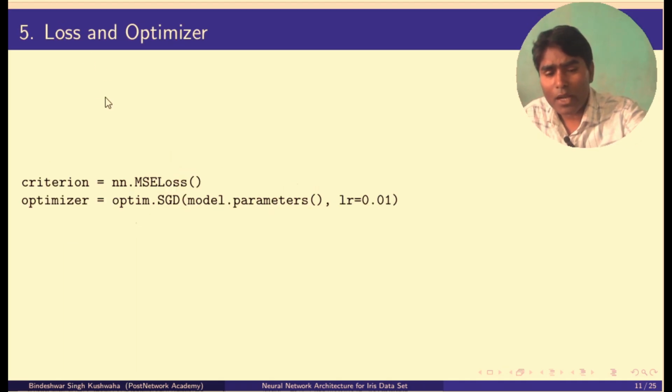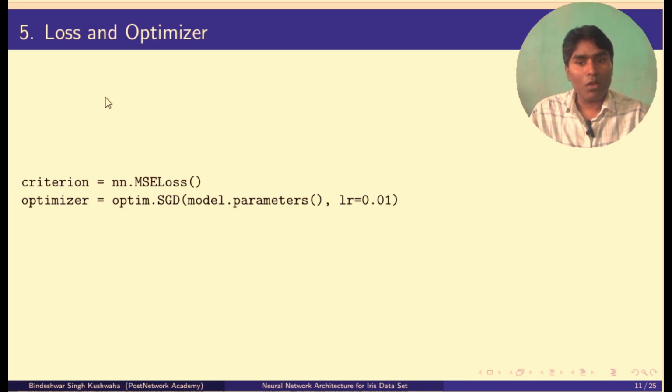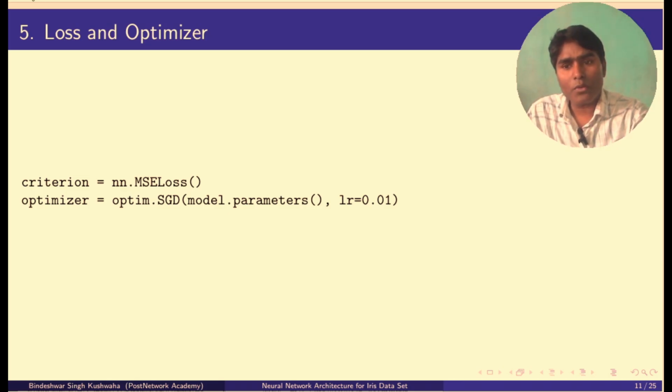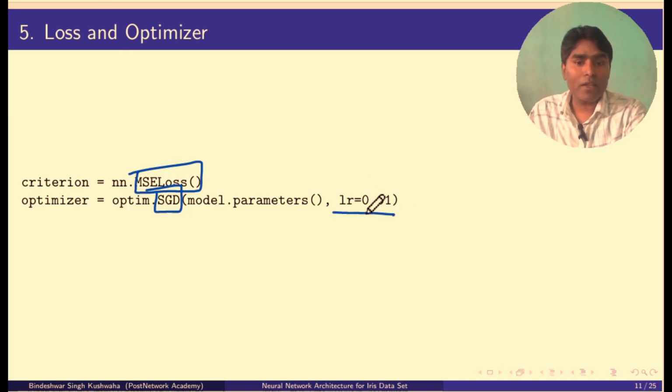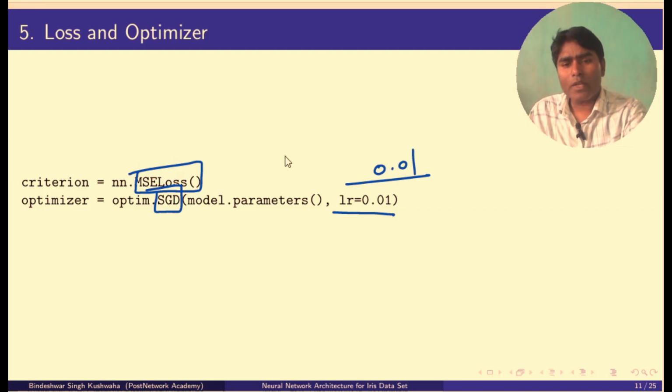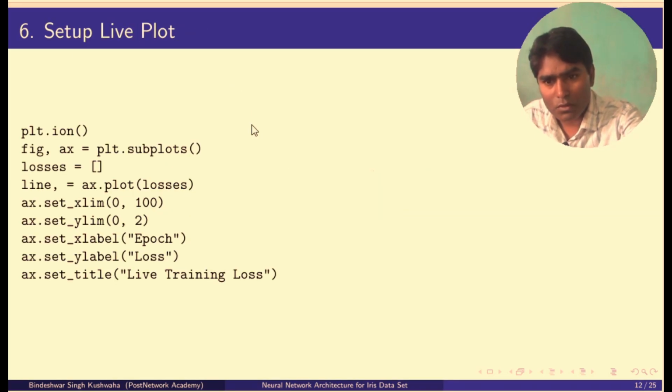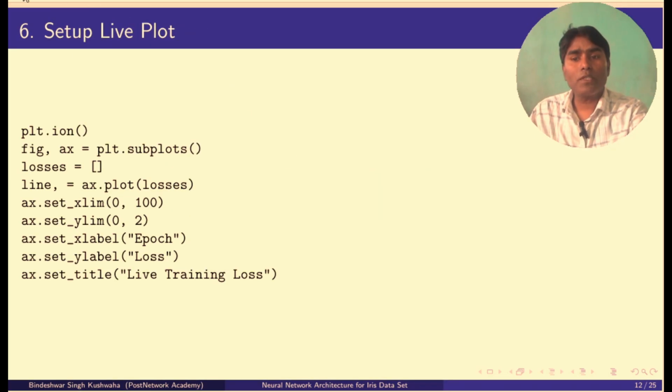Now let us see, I have divided the code into 10 parts. Loss and optimizers. So we are going to use mean squared error loss and the stochastic gradient descent optimizer. That will use the mean squared error loss function to optimize the network. And the learning rate we will use is 0.01, or we can change it, we'll see that in the code finally. Now the live plot, we'll see how it is being trained, and you will see it live.